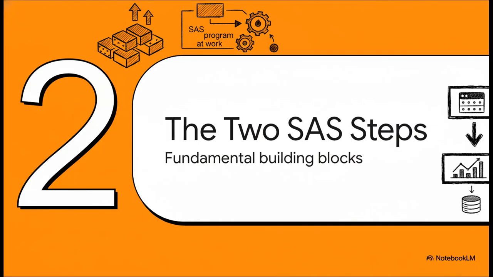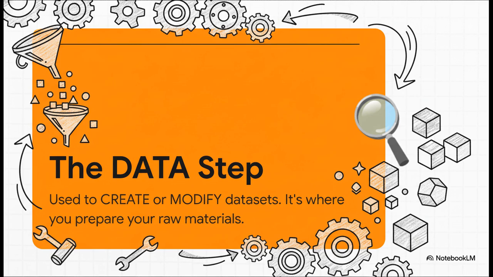So, we get the philosophy, right? Simple, readable. But how does a SAS program actually work? Well, it all comes down to two fundamental building blocks. You're gonna see these in pretty much every single script you ever look at. First up, you've got the data step. The best way to think about this is like it's your workshop. This is where you bring in all your data, you clean it up, maybe you create some new variables. Basically, you're getting all your raw materials prepped and ready for the real analysis.